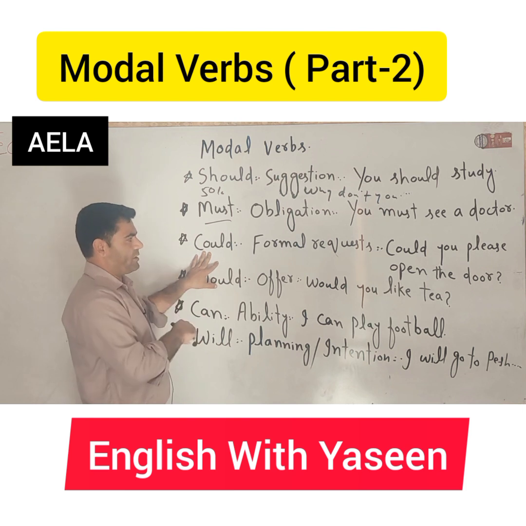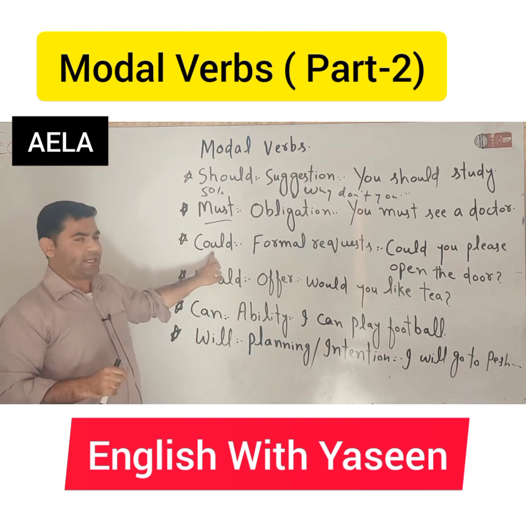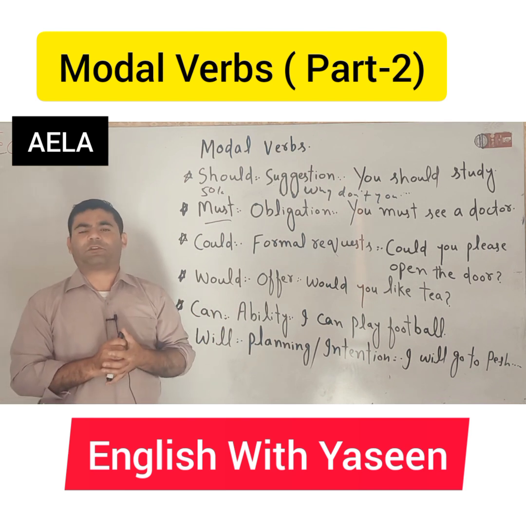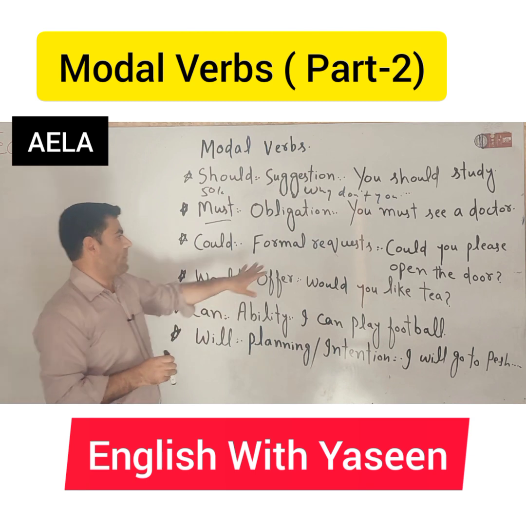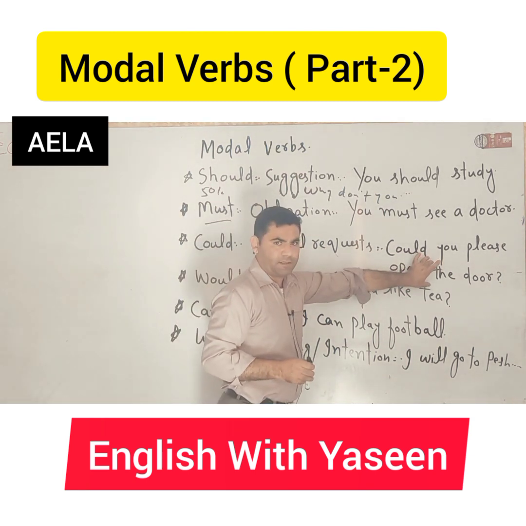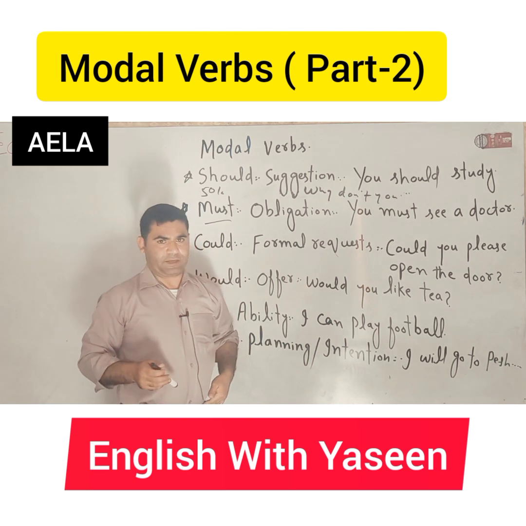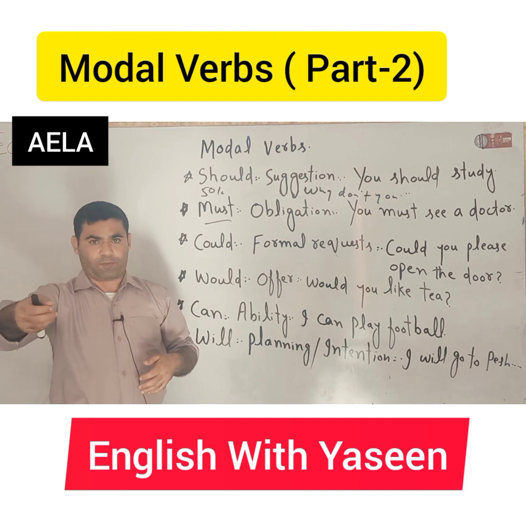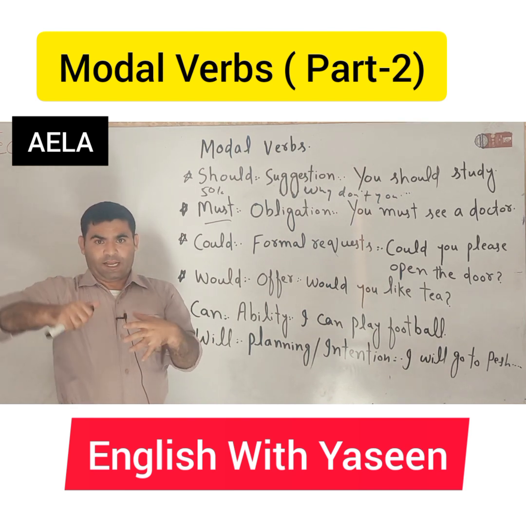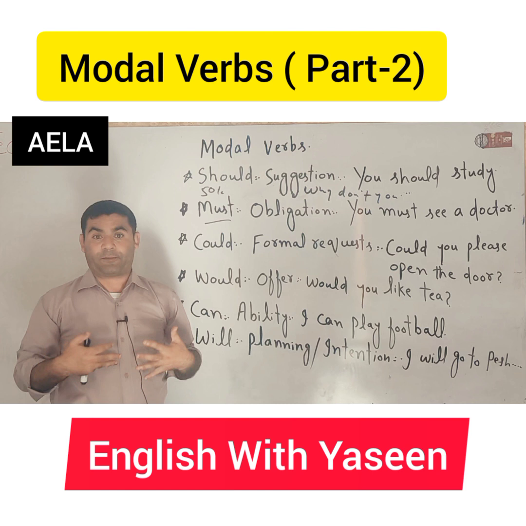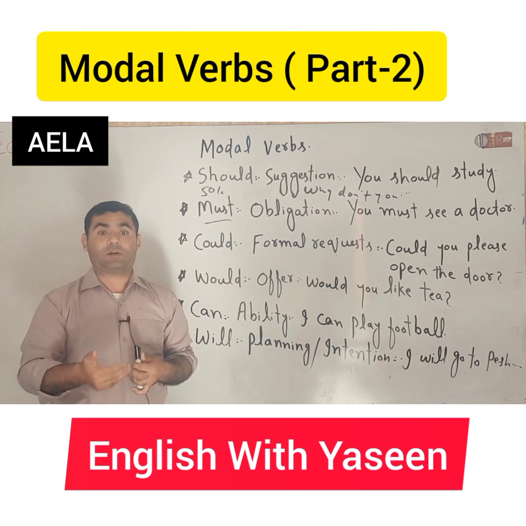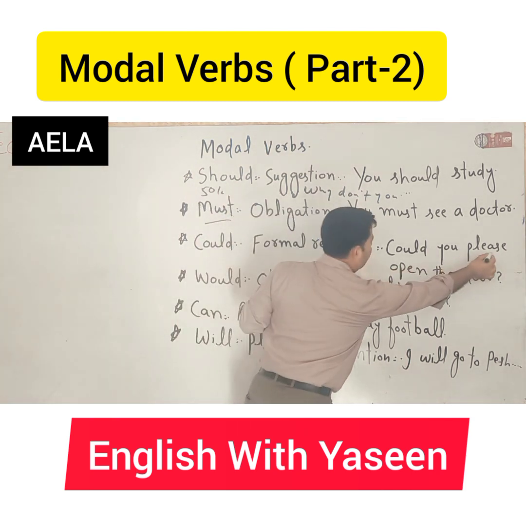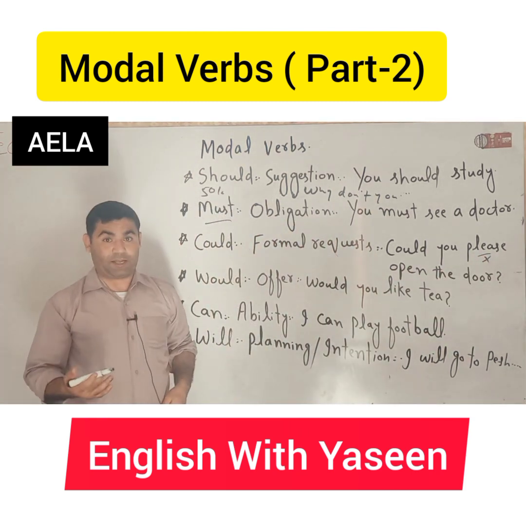Could: in our previous video we said that could is used for past abilities and inabilities, but could can be used for formal requests as well. For example, could you please open the door? So now it's very formal. Someone is sitting in the class and the door is closed, and I want to speak to him or her politely, and I say, could you please open the door? Even if I don't use please, still it will be a polite request.